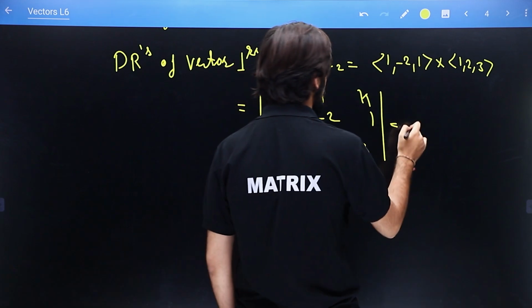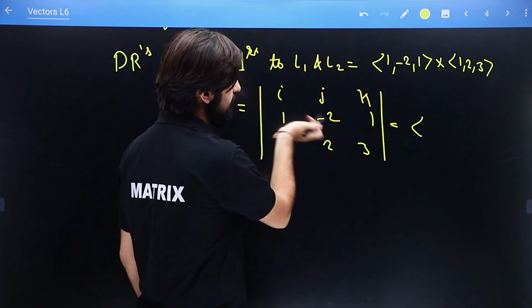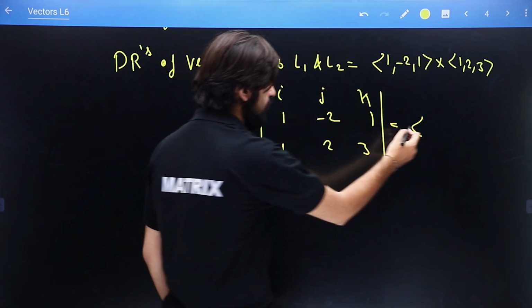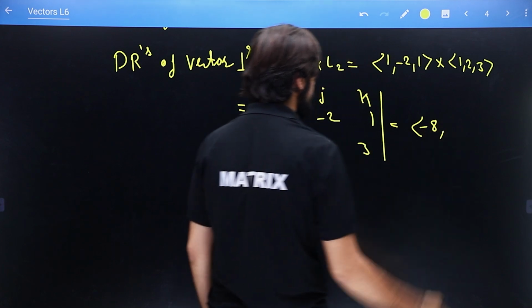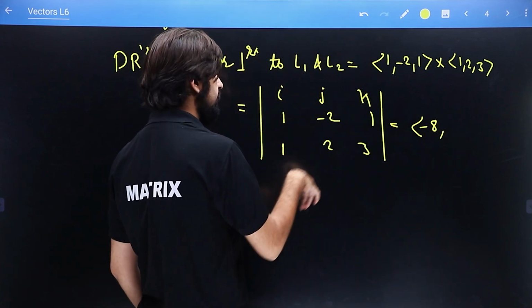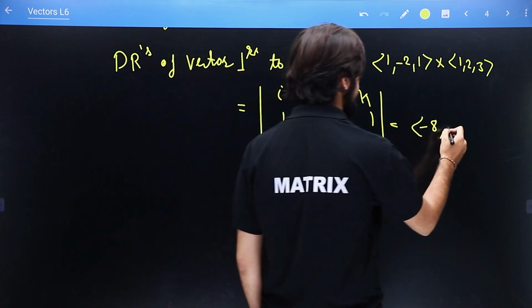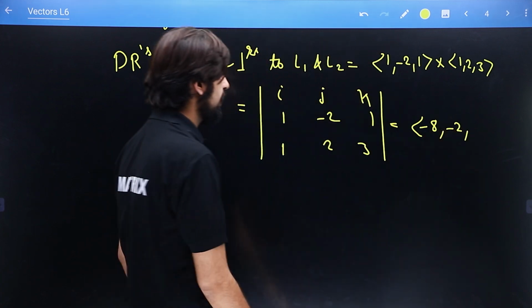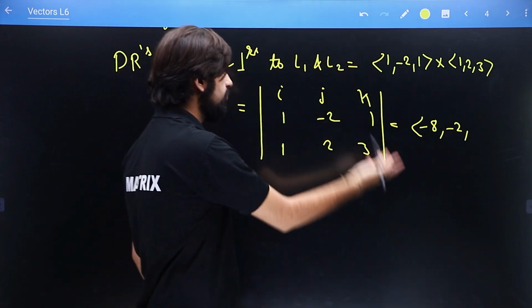So we are going to solve the determinant. I cap: minus 6 minus 2. So this will be minus 8. Again, we are going to try J. So this will be 3 minus 1. So minus 2. Then K. So this will be 2 minus 2, 4.